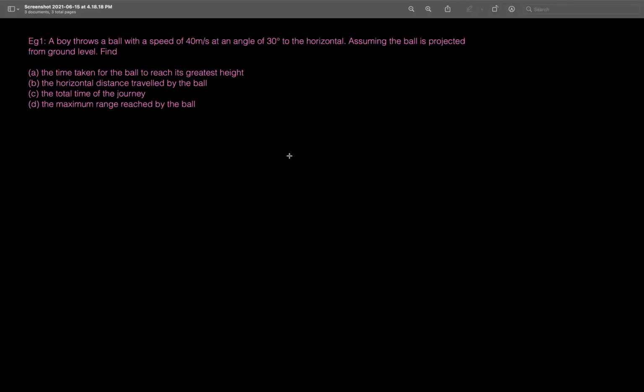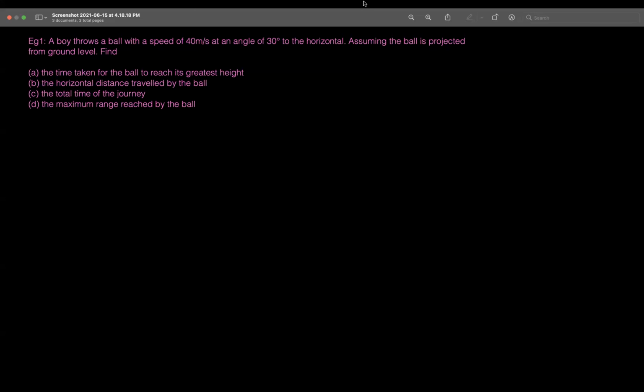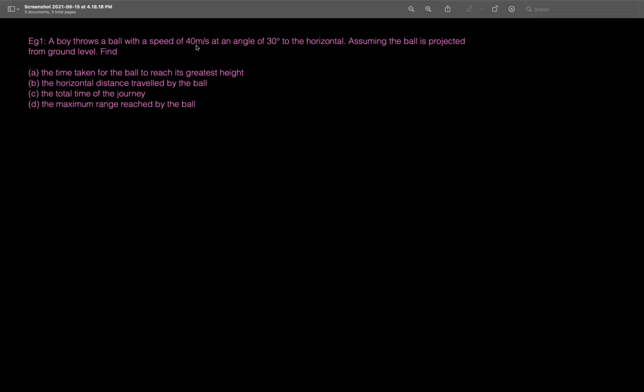OK，来，我们继续啊。Okay, let's do this example. Example 1. A boy throws a ball with a speed of 40 at an angle of 30. So this 40 is the u, at an angle 30. Assuming that the ball is projected from ground, find time taken for the ball to reach greatest height.